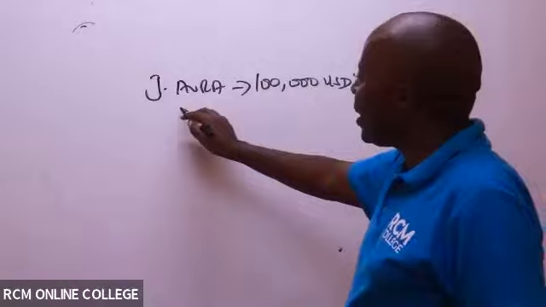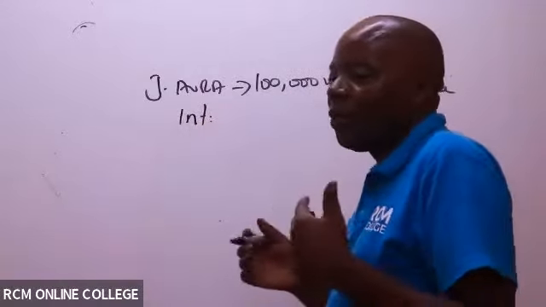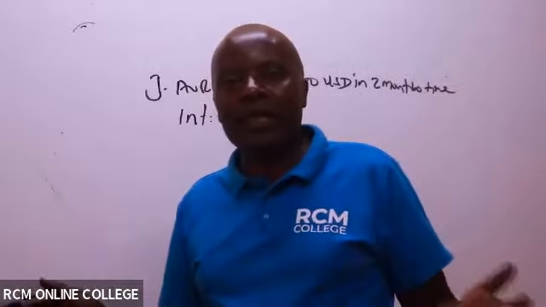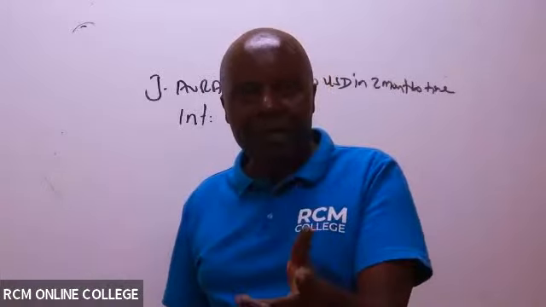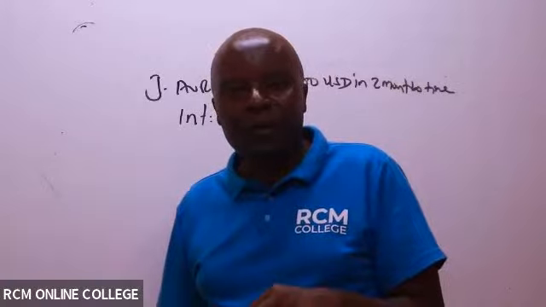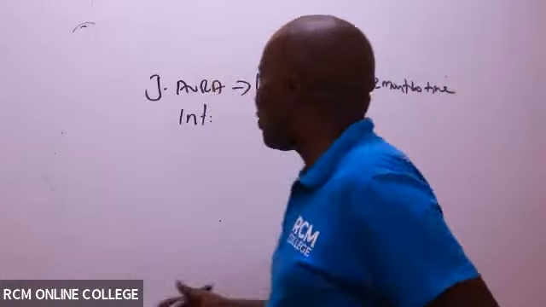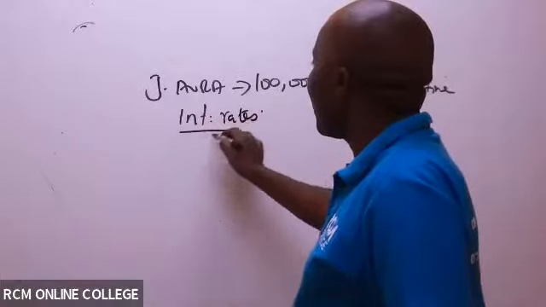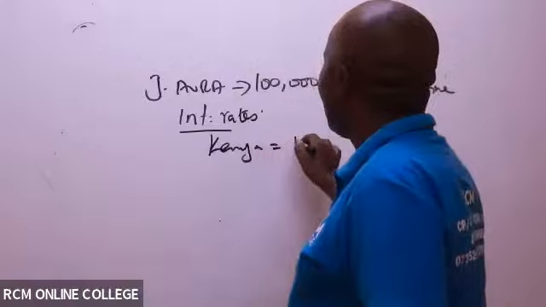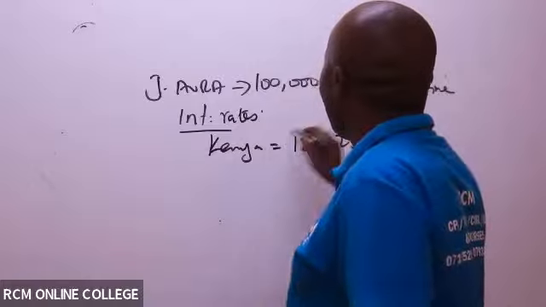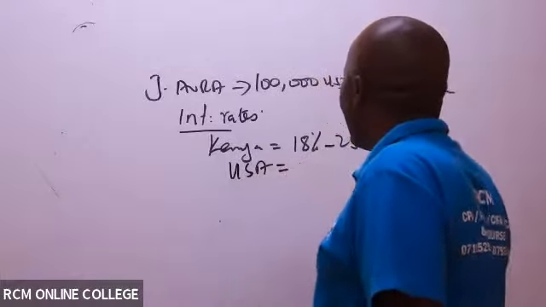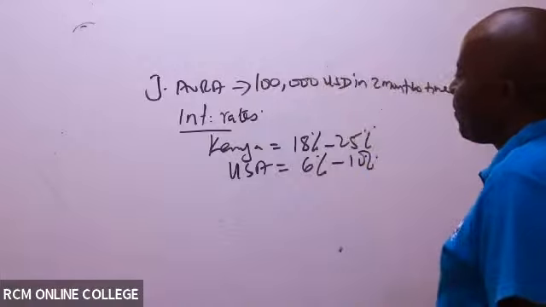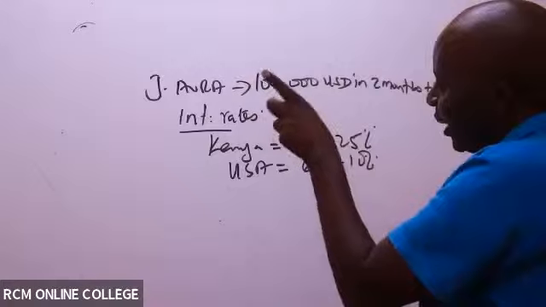And then we have interest rates here. I would want to hedge. Even with the promise Deng has given me, I don't just want to lie down and wait for this money. I must try to make things happen and try to profit out of this, so I must hedge. We are given interest rates: Kenya, 18%, 25%. USA, 6%, 10%.